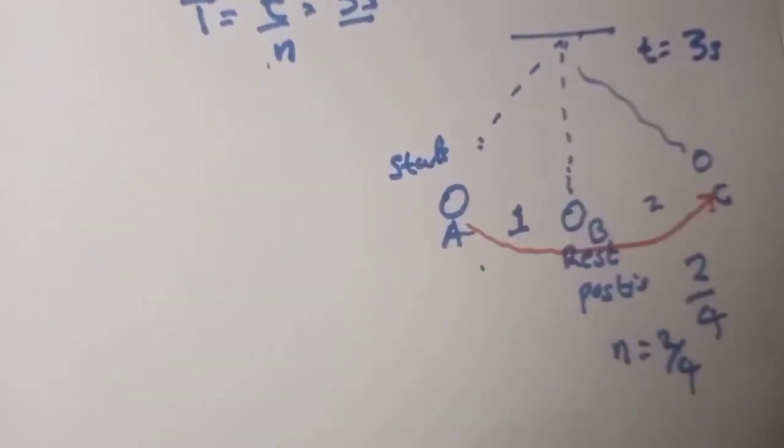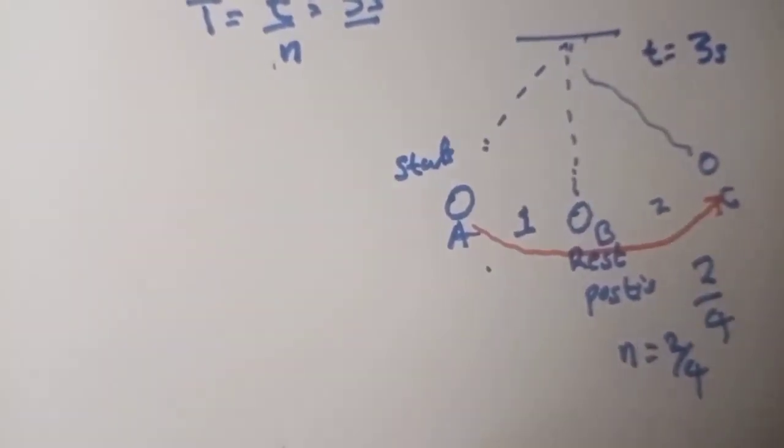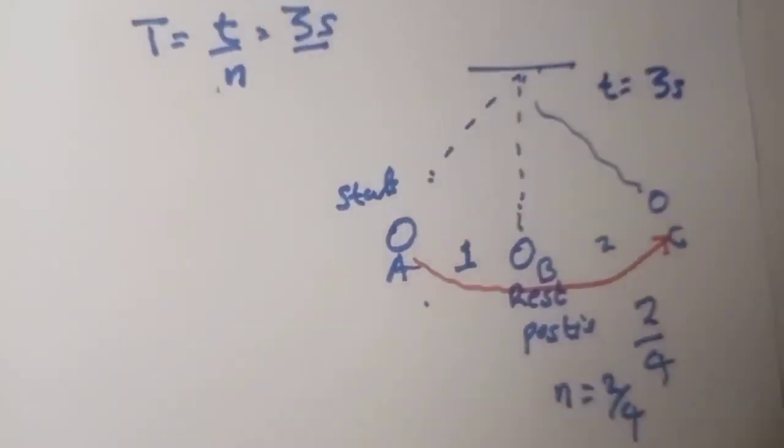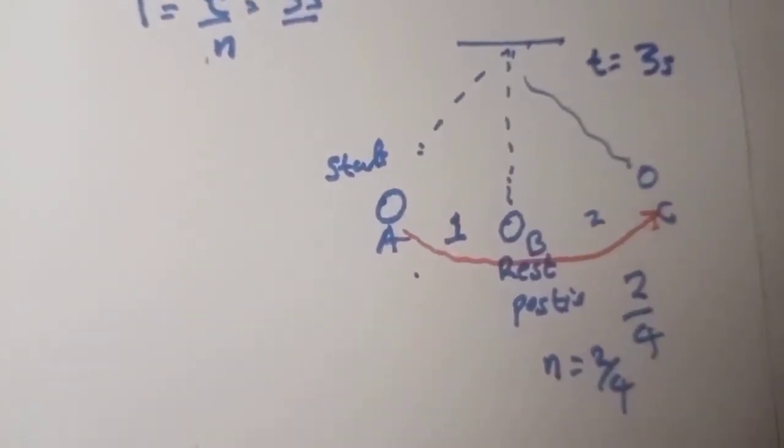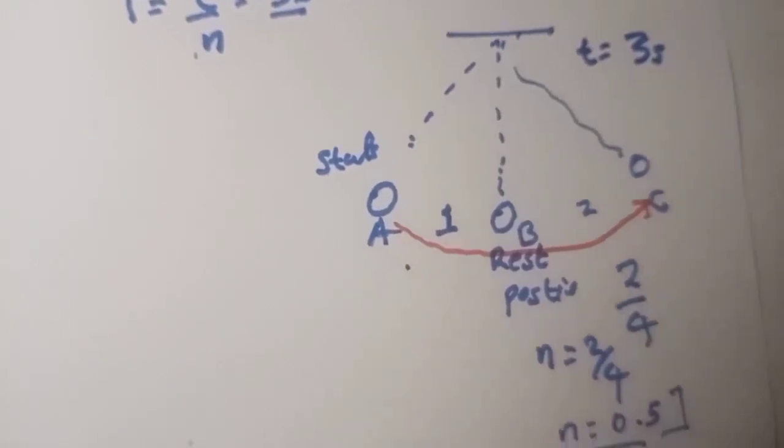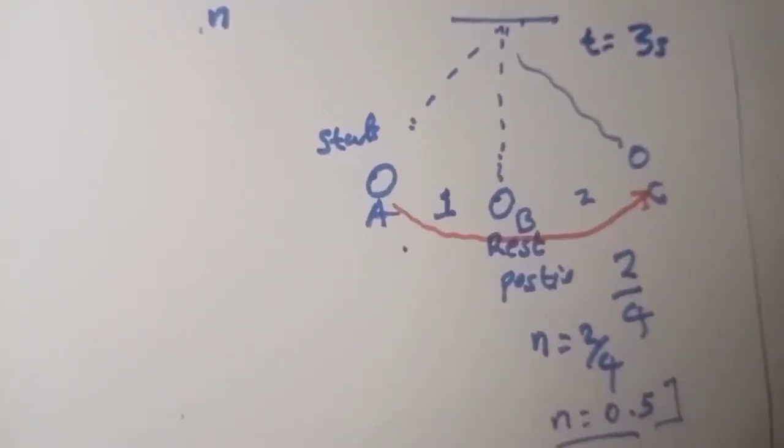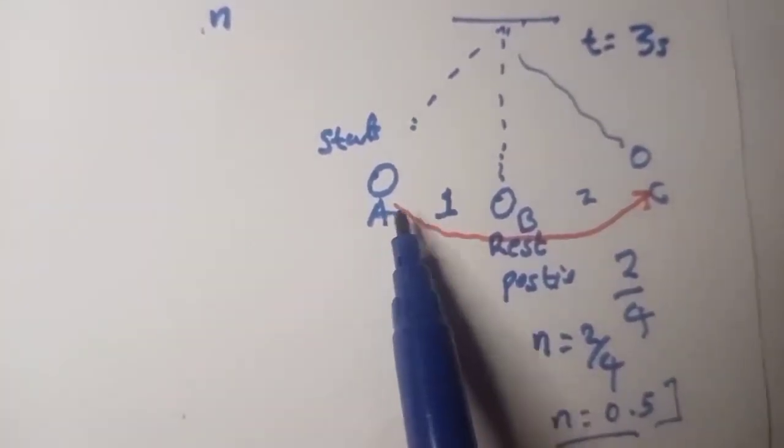You can reduce this to its lowest terms: 2 divided by 4 gives 0.5. If you have a calculator, you can simply work it out like this. So you just count: it's one from A to C.